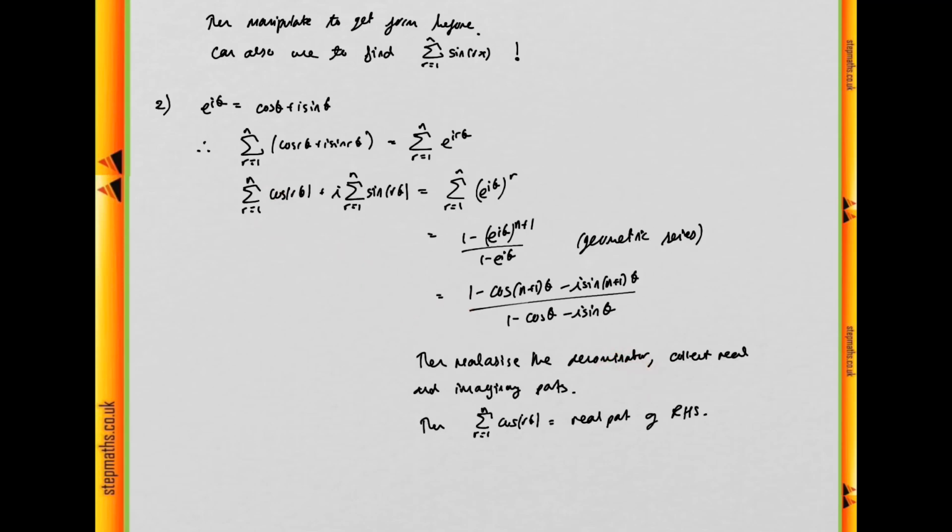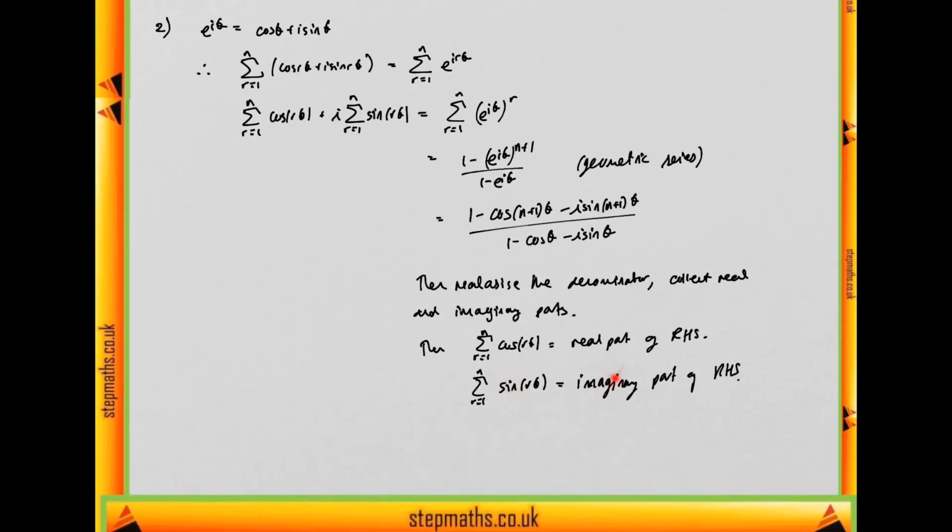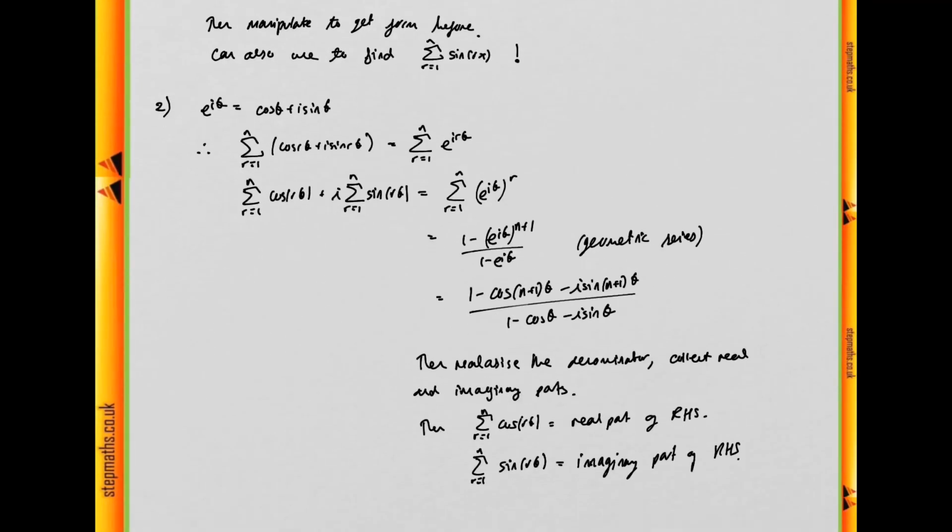So realise the denominator, collect real and imaginary parts, and you'll get that the sum of cos of r theta is the real part of the right hand side, and the sum of the sine of r theta is the imaginary part of the right hand side. So if you want, give these methods a go now. This one here is my favourite.